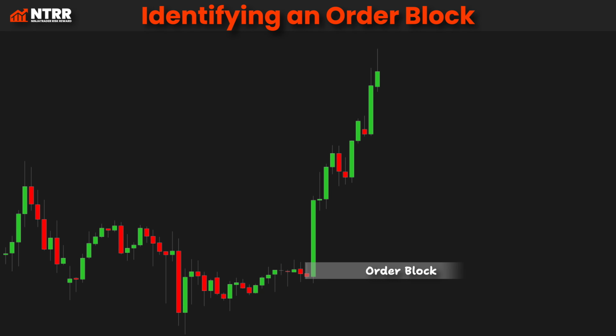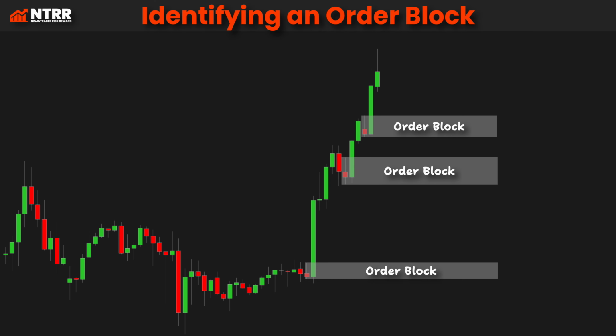Order blocks can appear in different parts of a trend. They might be at the start of an impulsive move, signaling the initiation of a trend, or they could form mid-movement as part of the trend's continuation. Recognizing these zones is crucial because they highlight areas where price is likely to react when revisited.